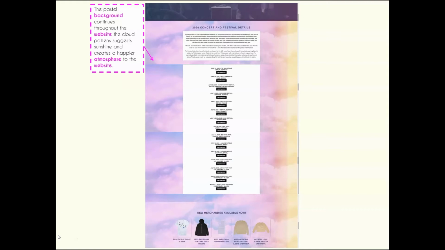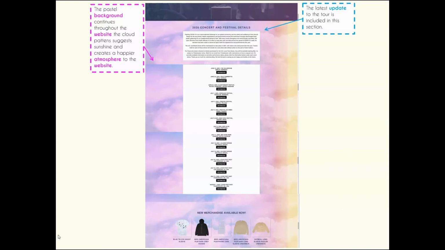This continues throughout the website. It looks tiled here, but it's not. It's continuous. This is just where I've had to screenshot the different parts of the website. So if you go on and have a look at it yourself, you'll see that that background is continuous and there's no sort of sections like you can see here. The cloud patterns suggest sort of sunshine, happiness, and creates this overall happy feel to the website as a whole.